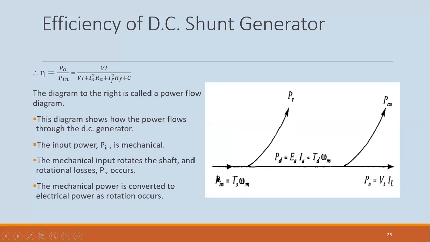So input mechanical power comes in here on the left. You have your rotational losses going off, and you have your copper losses going off. So these arrows going up are indicating losses. Power is flowing, some goes off here, the remainder continues here, then some goes off in the windings as heat, and then the remainder goes to the load. So this is a power flow diagram, how the power actually flows through the machine.